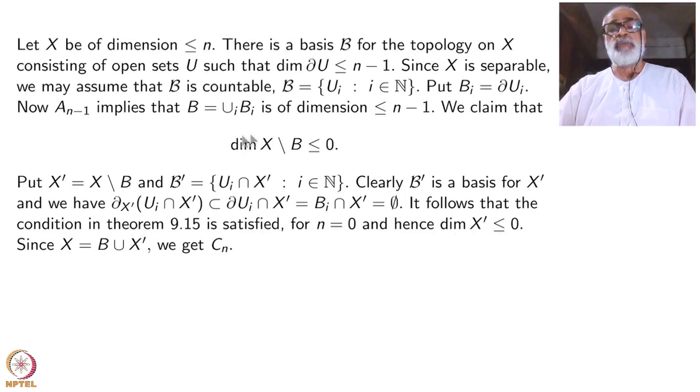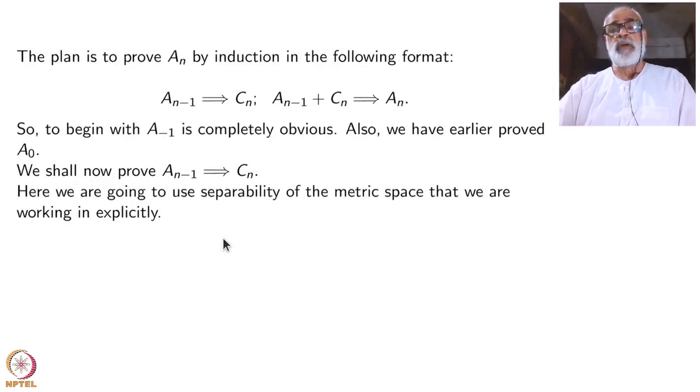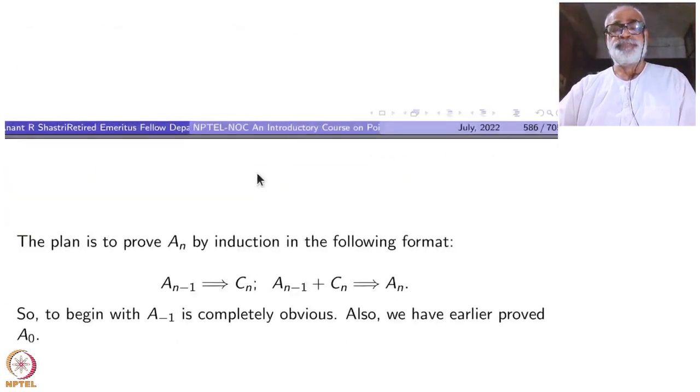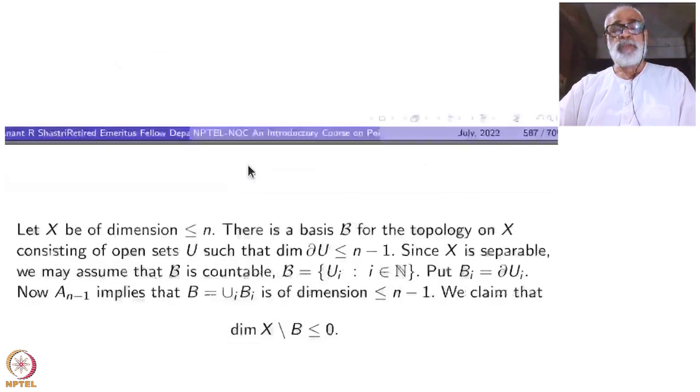Therefore, the dimension of X prime must be less than or equal to 0. Okay. So this is where we have used B n minus 1. So since X is X minus B union X prime, we get C n. Remember, once again, C n is a strange thing. C n says any subspace of dimension less than or equal to n is the union of a subspace of dimension n minus 1 and another subspace of dimension 0. So C n is proved.